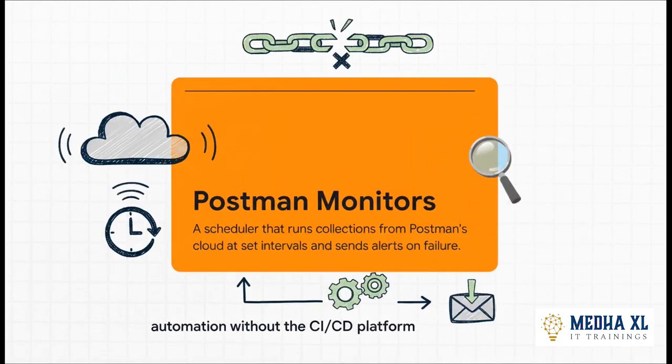And what if you want to schedule tests without even touching Jenkins or GitHub Actions? Well, Postman actually has a built-in feature for this called Monitors. You can literally just click a few buttons in the Postman app, set a schedule, and Postman's Cloud will run your tests for you and send you an alert if anything fails. It's super powerful automation, no CI/CD platform needed.